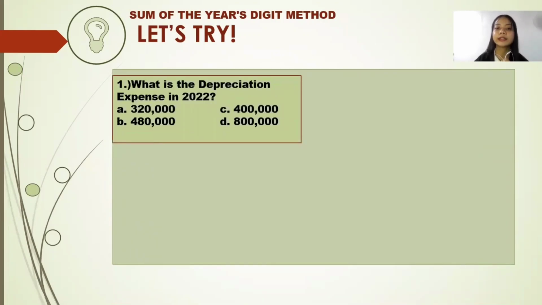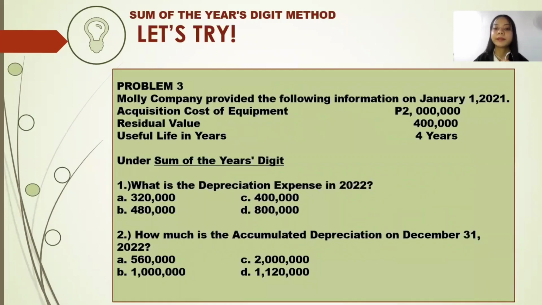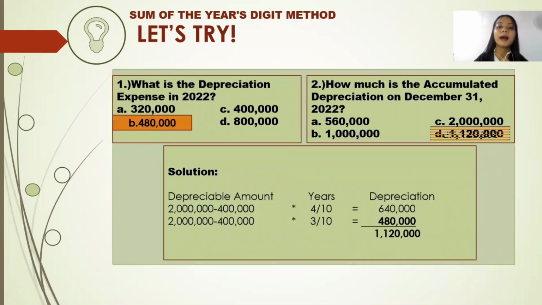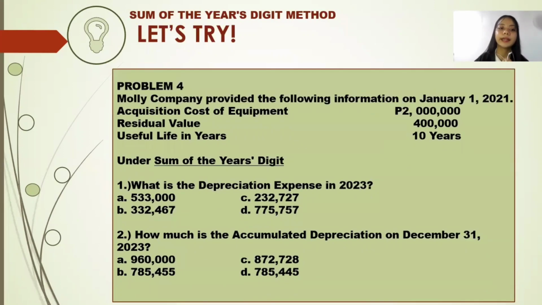Yan. Try pa ulit natin kasi 4 years lang kanina, di ba? Madali lang. Paano kung 10 years na? Sabi ko kanina na mahaba. Molly Company provided the following information on January 1, 2021: acquisition cost of equipment, 2 million; residual value, 400,000; useful life, 10 years. Mahaba na.